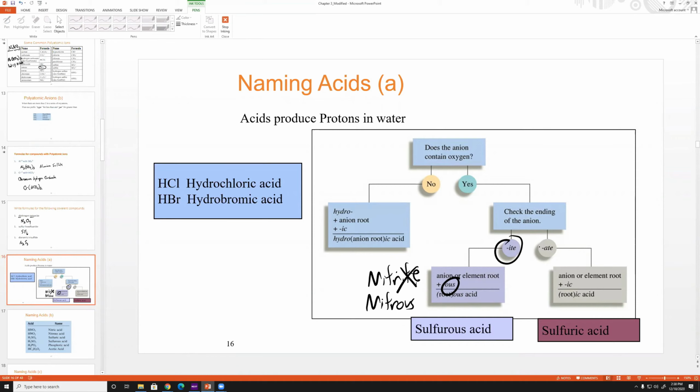Then when you have ATE, meaning nitrate or sulfate, the ATE ending turns into IC. So that means sulfate turns into sulfuric acid. It's kind of different with sulfate because you have to change it more than one syllable. But for nitrate, it would turn to nitric. So that one works perfectly. So that is how you name acids.